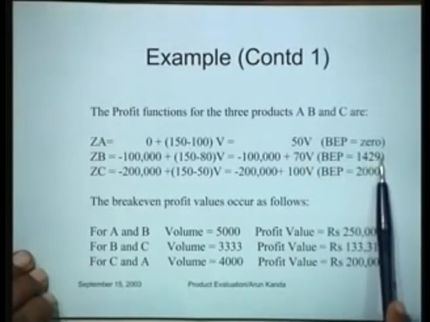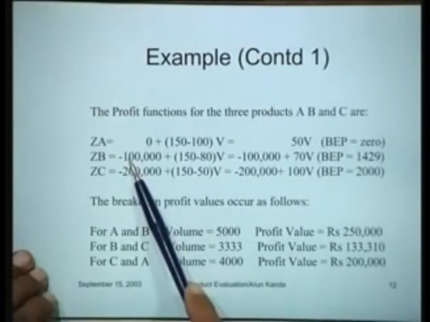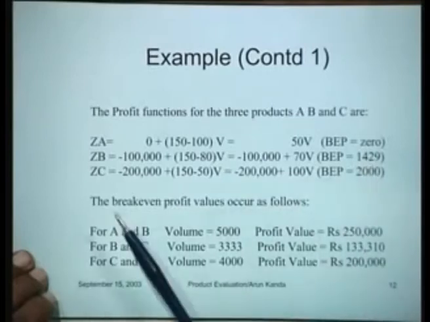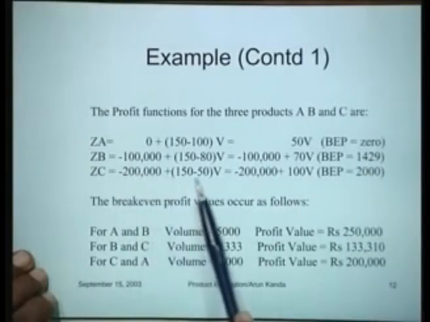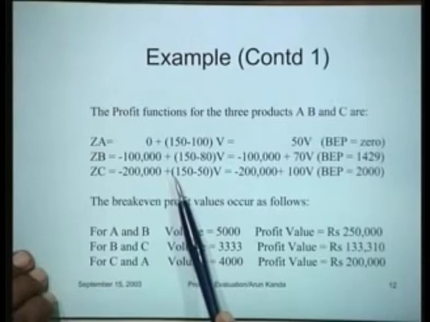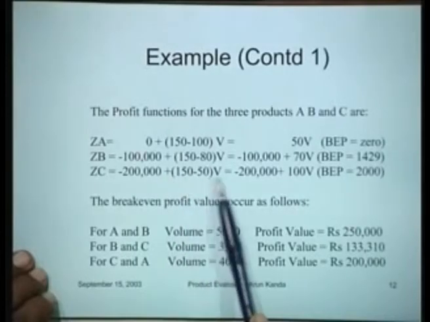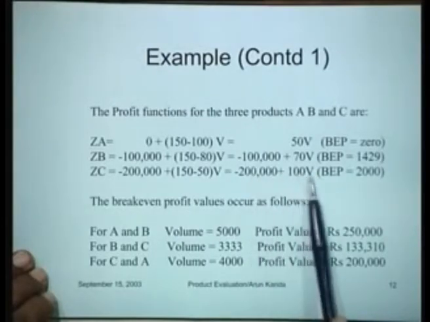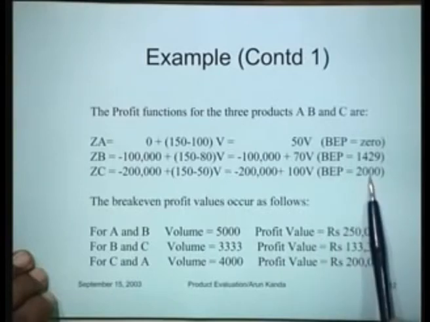break-even point of 1429. If you recall, the break-even point is simply computed as F over B minus A. So we are given F, which is 1 lakh, and B minus A is this volume, so we directly get the break-even point. Similarly, for C, we have minus 200,000, 150 minus 50 into V, and so the equation for the profit function is minus 200,000 plus 100V, and the break-even point for this particular product will be 2,000.